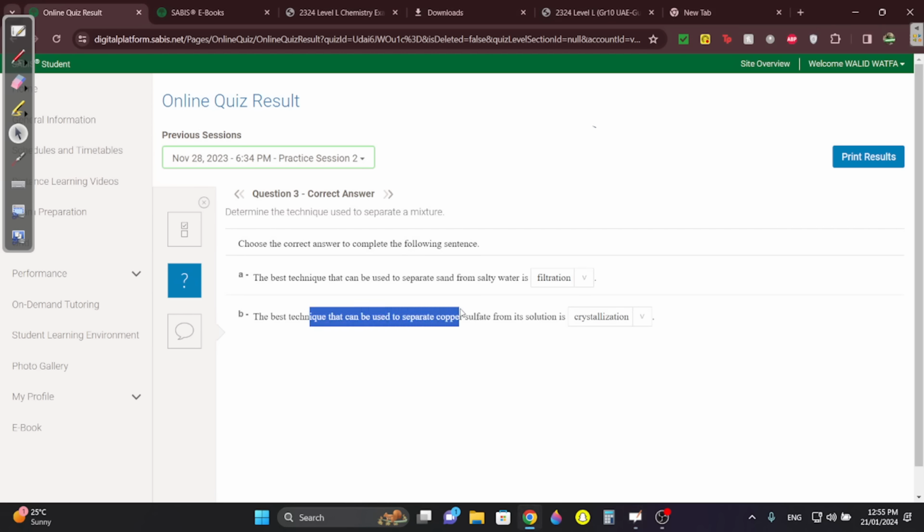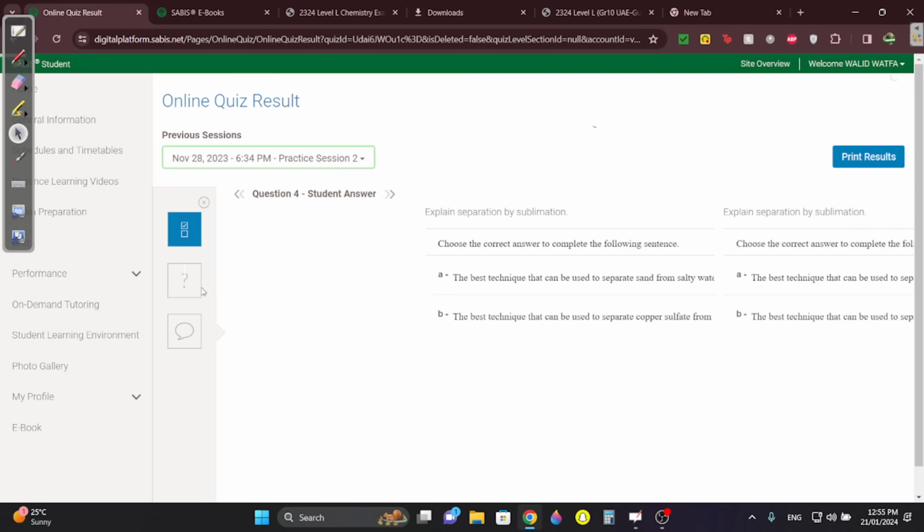The best technique that's used to separate copper sulfate is crystallization. Copper sulfate is a salt, okay? To separate any salt from its solution, you crystallize it. Why am I not saying distillation? It's because I only want to separate the salt. I only want to separate the copper sulfate.